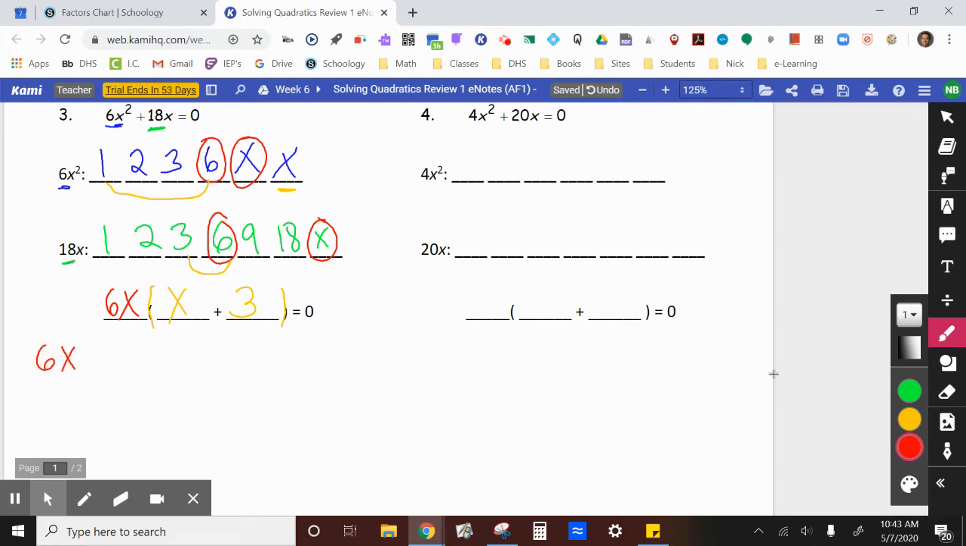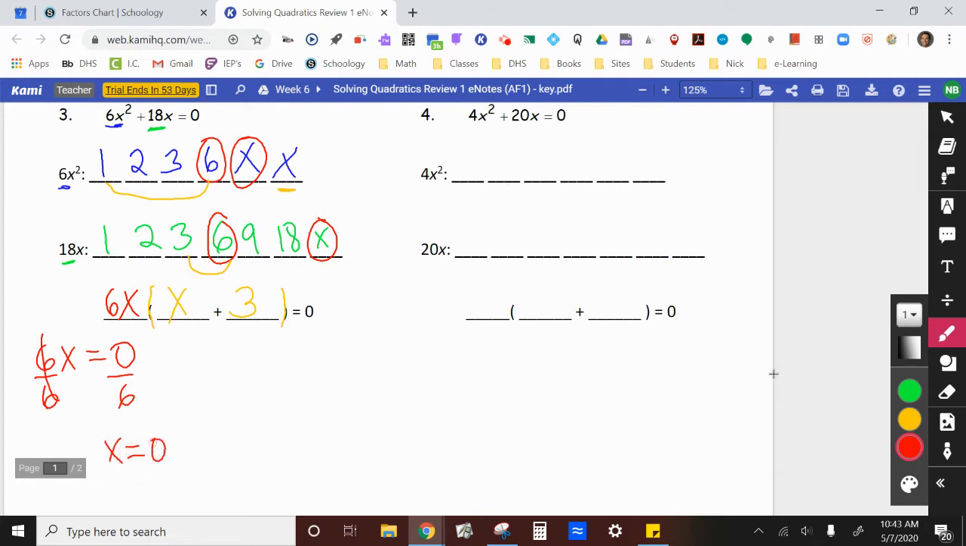So now I can say that 6x is equal to 0. So I would divide by 6, divide by 6. Well, 0 divided by 6 is 0. So that's my one solution. And now I take my second product here, x plus 3, set that equal to 0, and solve. We solve using inverse operations. So in this case, I'm going to subtract 3 from both sides, and we get x is equal to negative 3. So those are my two solutions for example number 3.